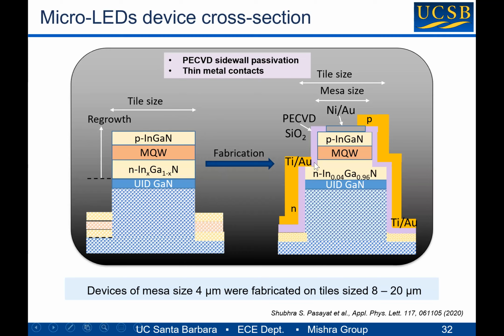We need to pay attention here to two different dimensions. The first is the tile size, which is this wider dimension, and that decides the degree of relaxation. And second is the mesa size, which is the actual device active region dimension. In the following slides, we'll be discussing results for devices with a mesa size of 4 by 4 micron square, fabricated on tile sizes of 8 by 8 to 20 by 20 micron square.